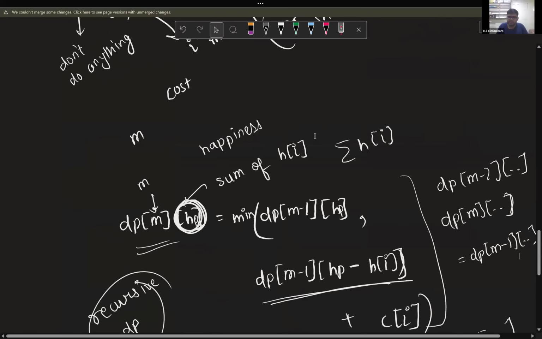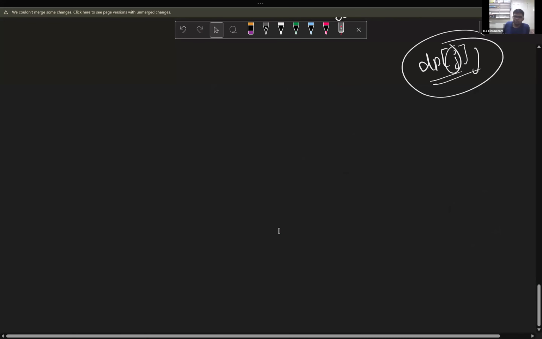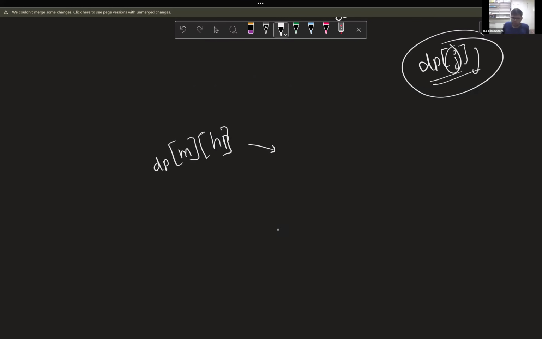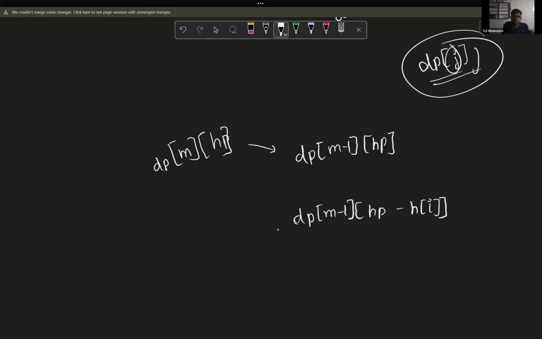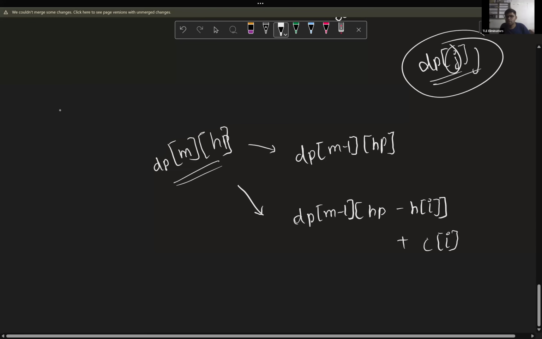The transition which I had to tell you was, for getting the happiness HP in M months, either you can be already this happy on the last month, or your happiness could have been equal to HP minus HI, and you would have got this HI happiness by buying happiness with CI coins in the last month. So these are the two possibilities from where you could have come to this state. So the answer will be the minimum of these.